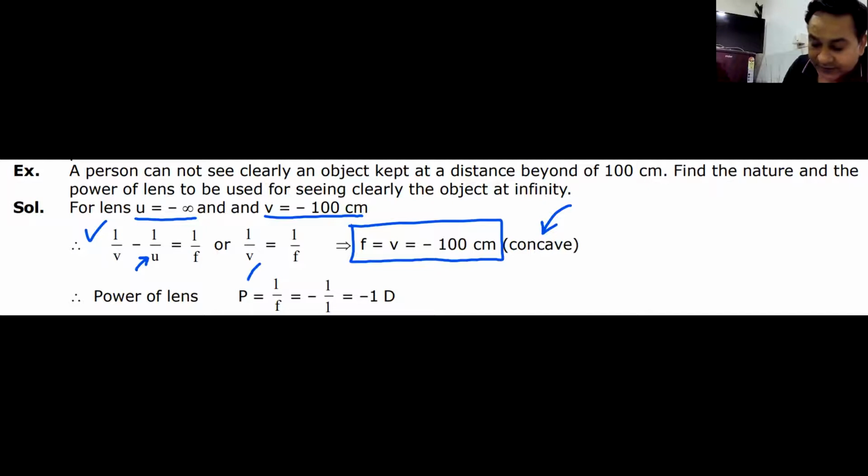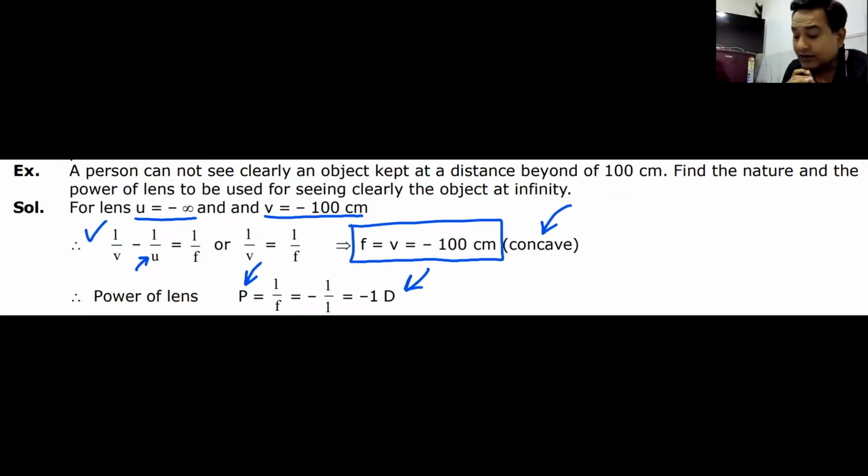Power is 1 by f. So I do 1 by f. This f is in centimeter, so it will be 100 by f, or 100 centimeter becomes 1 meter. So 1 divided by 1 with a minus sign. Minus 1 diopter is the lens power which I need to use in this case. Do we understand this?